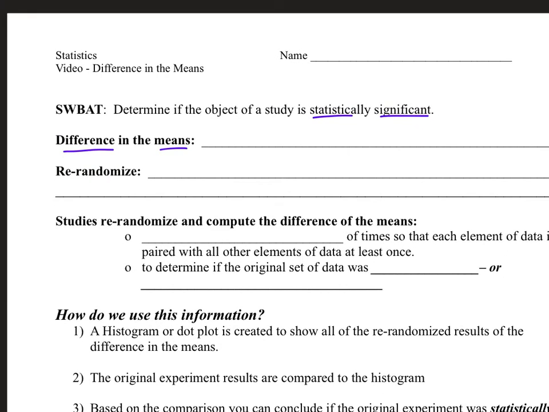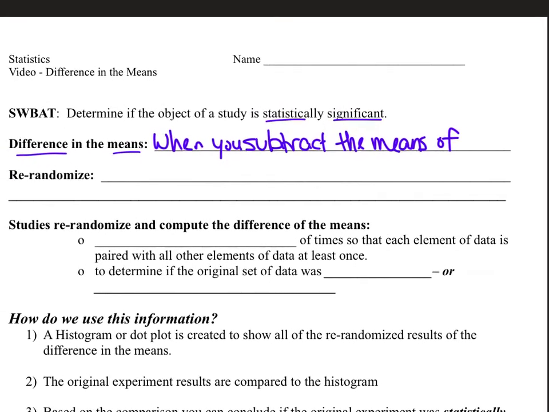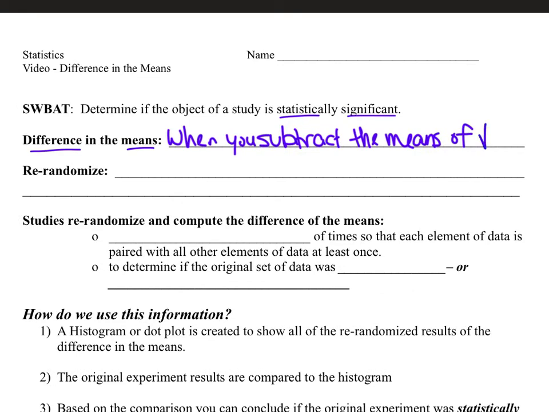So let me just write that. So it's when you subtract the means of two sets of data. So it's usually what we consider like a control group and a group that actually was affected, or two different groups, but studying the same basic thing.